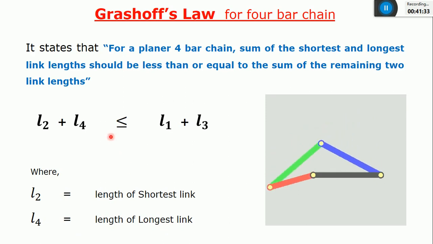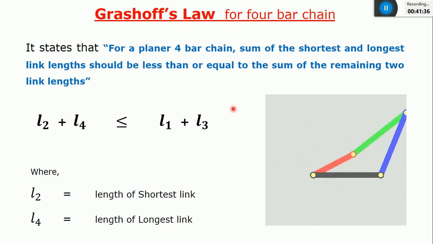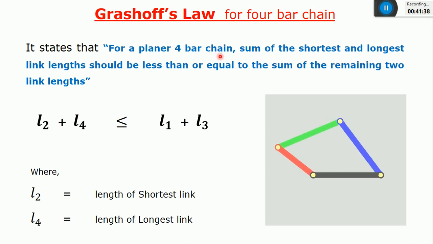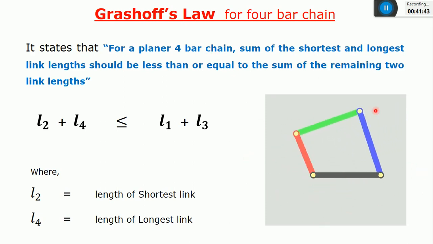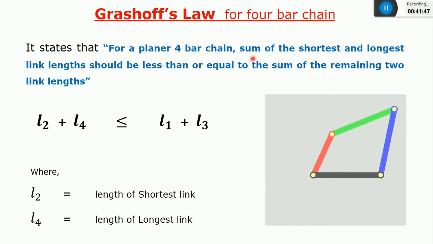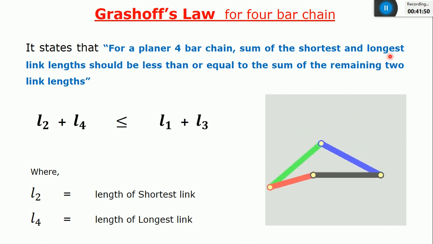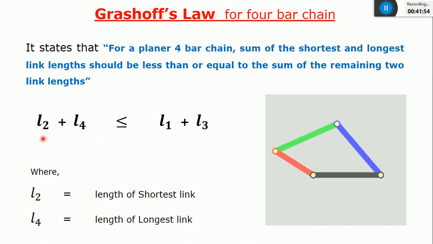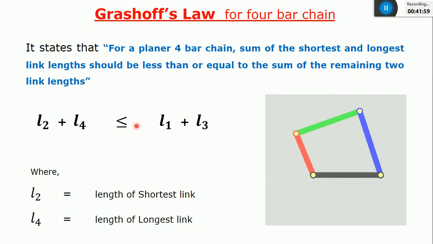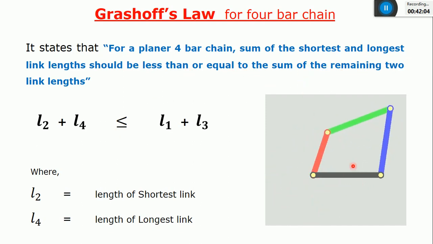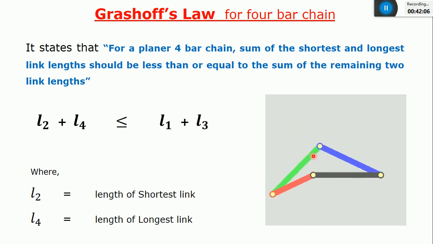Grashoff's law states that for a planar 4-bar chain, which moves in a single plane, say a vertical plane, the sum of the shortest link and the longest link, L2 plus L4, should be less than or equal to the sum of the remaining 2 links. The remaining are L1 and L3, the frame and the coupler.